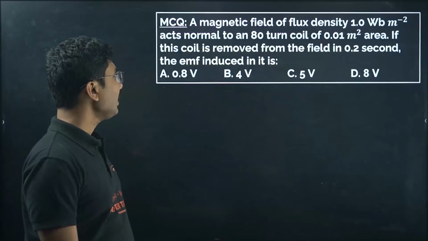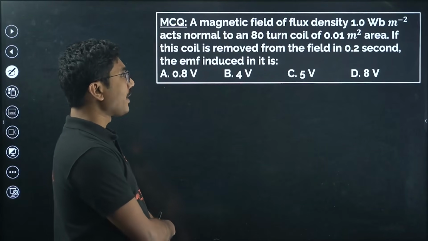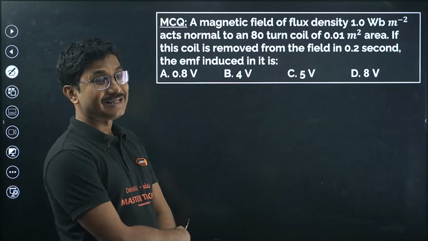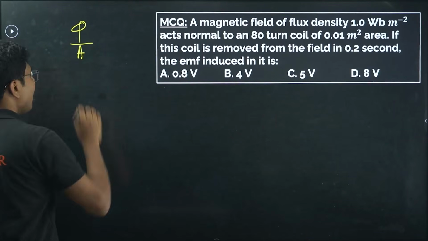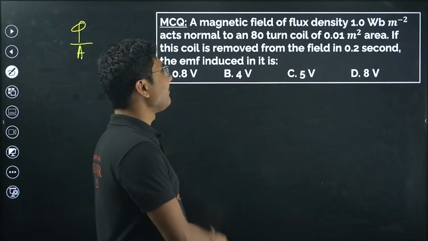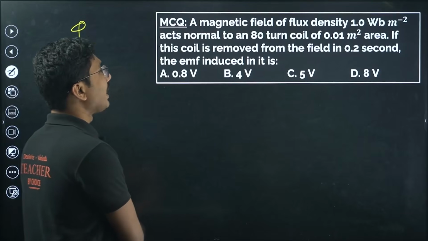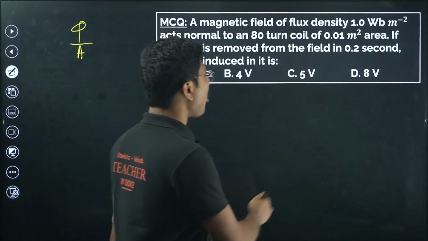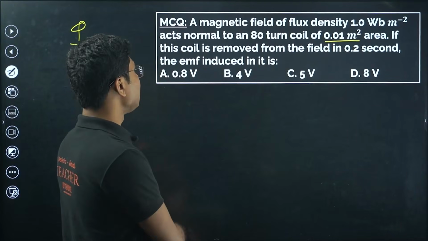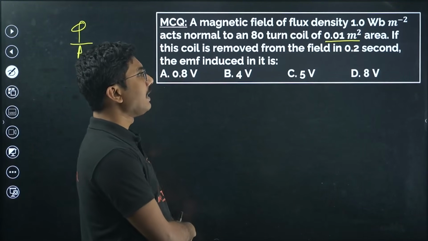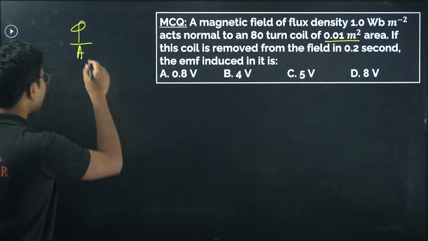Okay, now let's see one question. A magnetic field of flux density 1 Weber per meter square. Flux density means, so what is flux density? Flux density is flux divided by area. Okay, a magnetic field of flux density 1 Weber per meter square acts normal to an 80 turn coil of 0.01 meter square area. If this coil is removed from the field in 0.2 second, find the EMF induced in it. First of all, we have to calculate the flux.